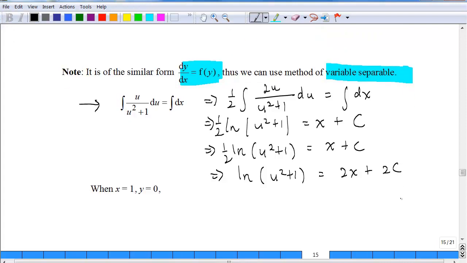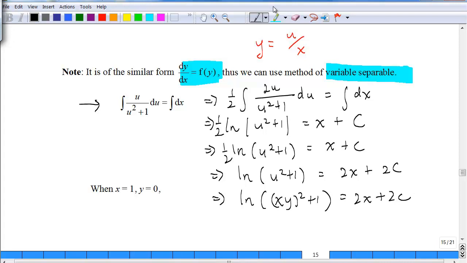So now what you can do is to convert the variable u back to y and x. Alright, bearing in mind that we were given this substitution y equals u over x. So from here, because y equals u over x, I can actually have ln x y squared plus 1 equals 2x plus 2c. Alright, so using the initial conditions here, I will be able to find out what is the value of c.